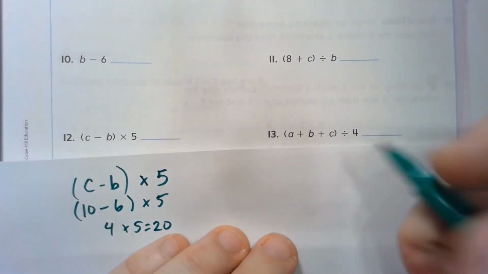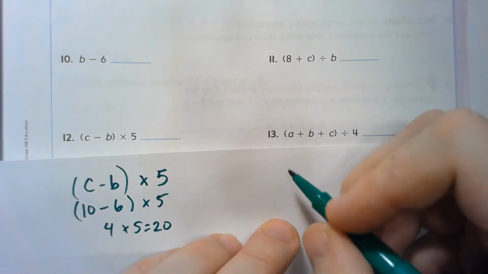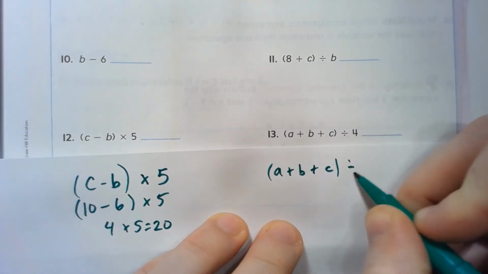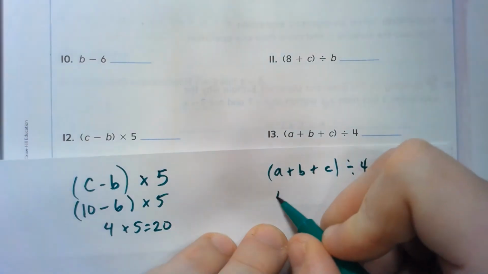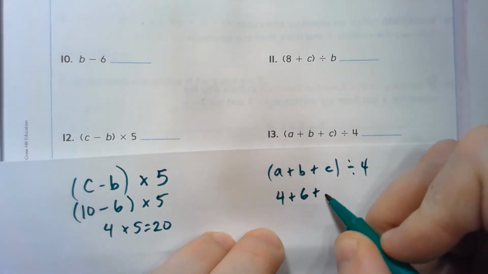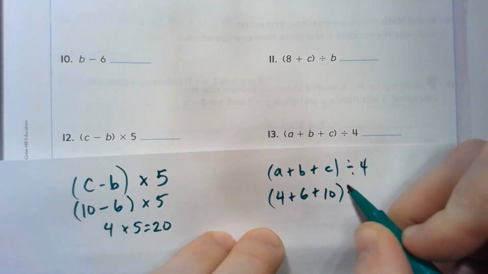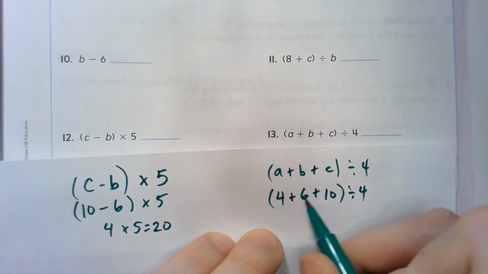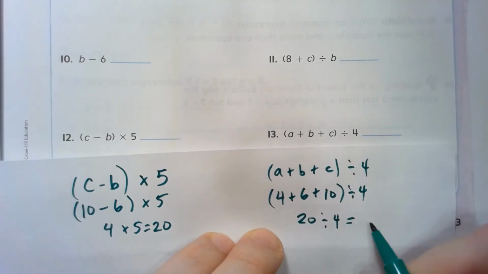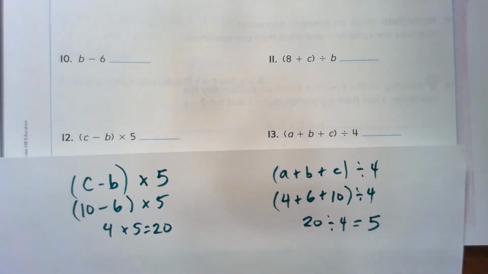Number 13, A plus B plus C, then divided by 4. We're going to substitute the values of A, 4, B, 6, and C, 10. We're going to do the parentheses first, so I have 10 plus 10 is 20. Then divide by 4. 20 divided by 4 is 5.